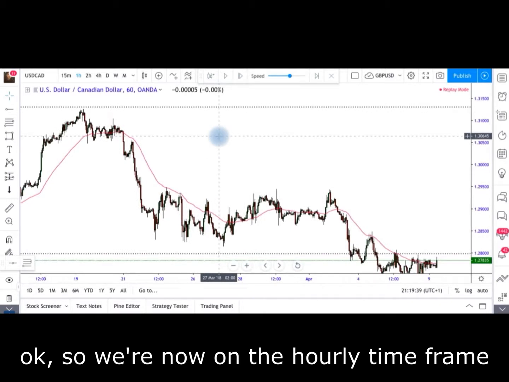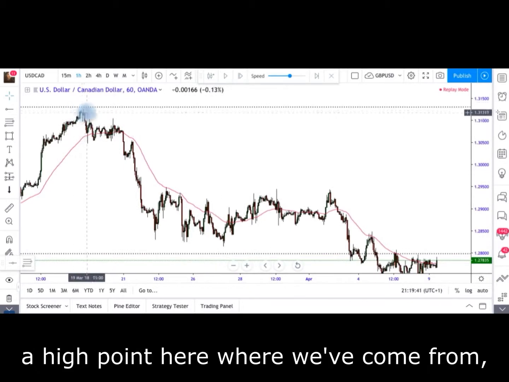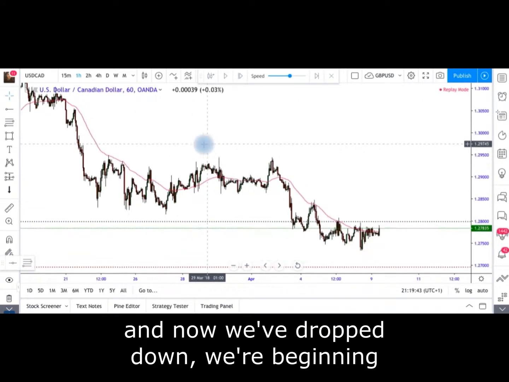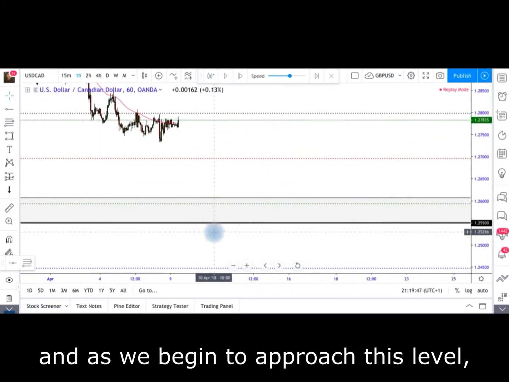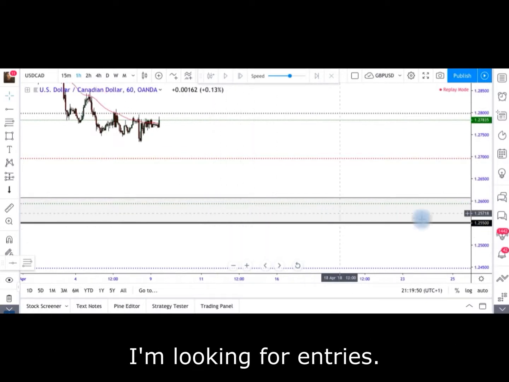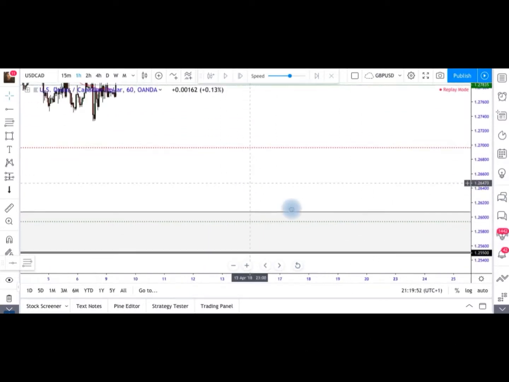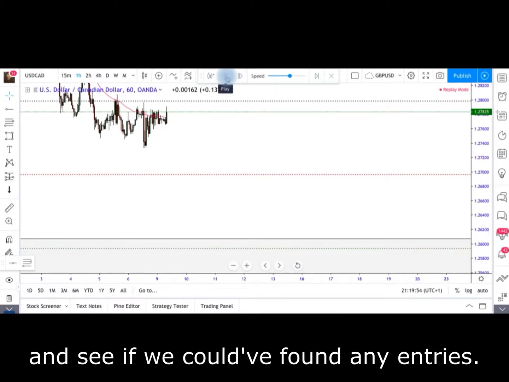Okay, so we're now in the hourly time frame, and as you can see, this is our high point here where we've come from, and now we've dropped down. We're beginning to approach the 618, which is the monthly level, and as we begin to approach this level, I'm looking for entries. So let's just let this play out and see if we could have found any entries.